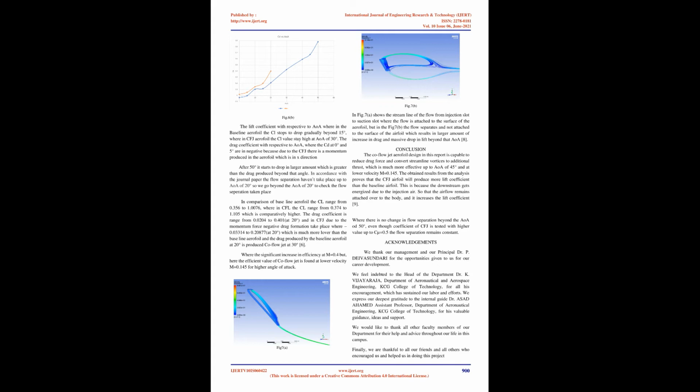0.20877 at 20 degrees, which is much lower than the baseline aerofoil. The drag produced by the baseline aerofoil at 20 degrees is produced by the CO flow jet at 30 degrees. 6. There is a significant increase in efficiency at m equals 0.4, but here the efficient value of the CO flow jet is found at a lower velocity, m equals 0.145, for a higher angle of attack.